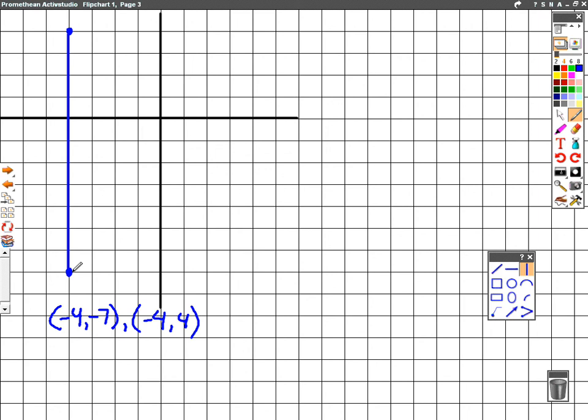Now what we have to do is count the spaces. So the distance between this guy is actually 1, 2, 3, 4, 5, 6, 7, 8, 9, 10, 11. The distance between them is 11 in this case. Same thing is going to work out when the points are horizontal of each other.